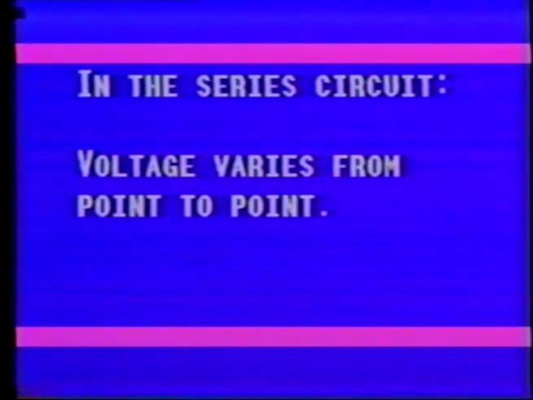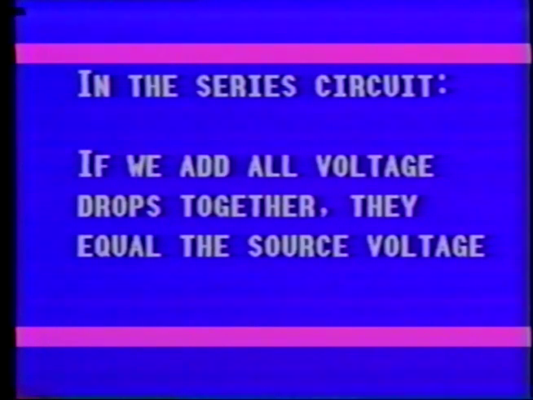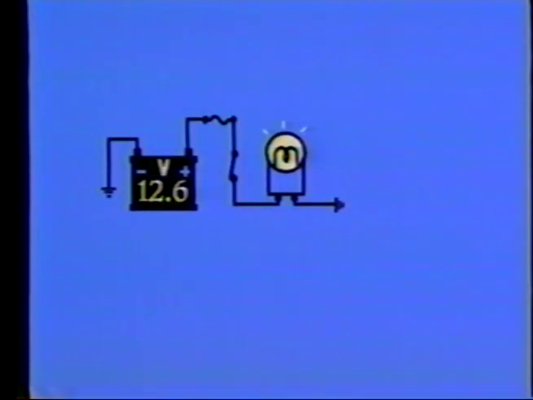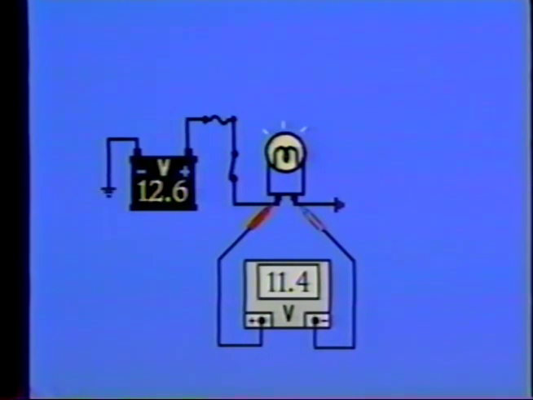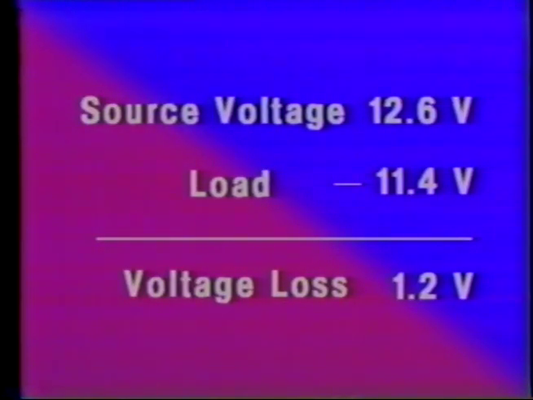What we need to emphasize here is that if we add all the individual voltage drops together, they equal the source voltage. In this circuit, we start with a source voltage of 12.6 volts. Measuring across our only load, we see a voltage drop of 11.4 volts. We know we need to find 1.2 volts lost in the circuit.